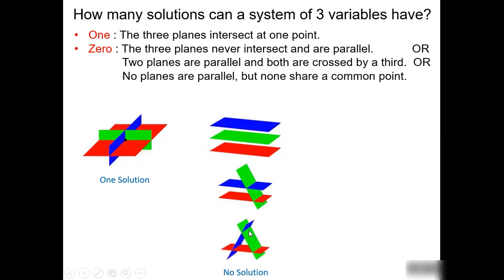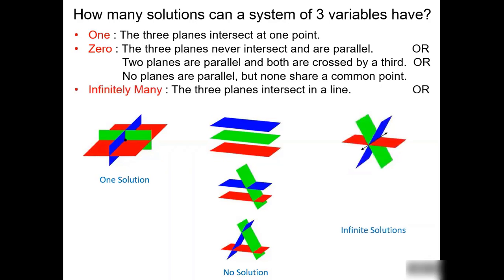The last situation could be where all three planes intersect each other as pairs, but not at one single location. So each of these situations would have no solution. Now, just like if the lines were the same line in two variable systems, we could also have a situation where we have infinite solutions.